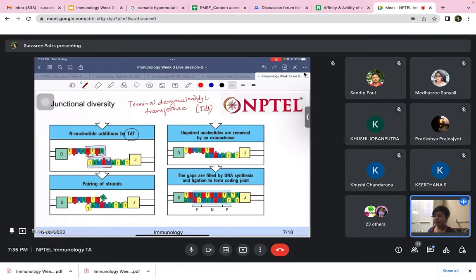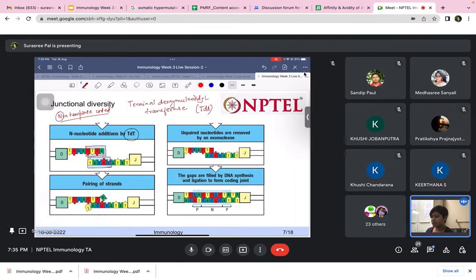And that is why this is called N nucleotide, because there is no template. It is not added according to any template. This is random addition. So that is why these are N nucleotides, or non-template coded nucleotides, which are added by TDT.